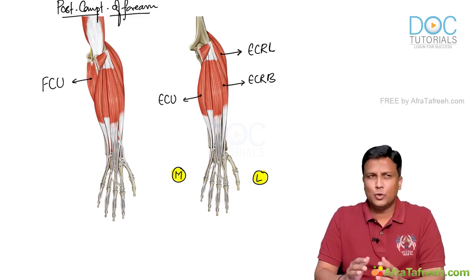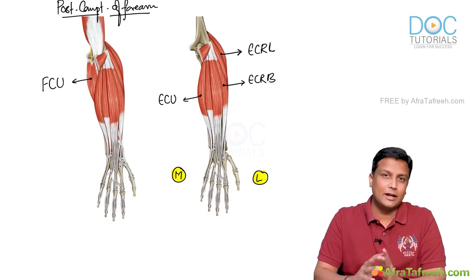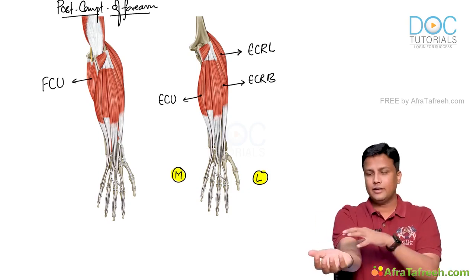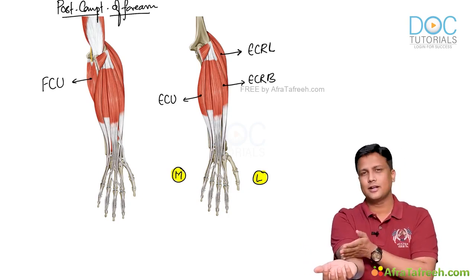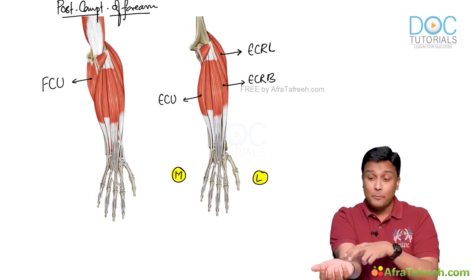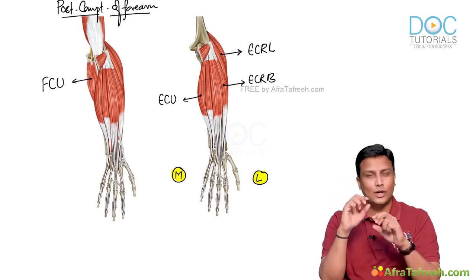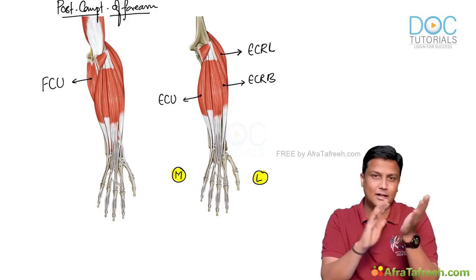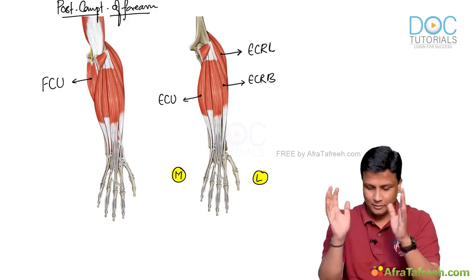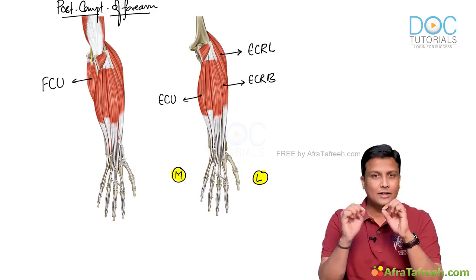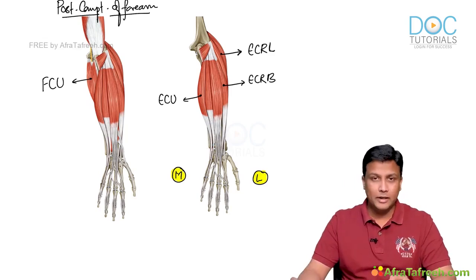So try to compare the posterior compartment with the anterior compartment right now. In the anterior compartment, you have got flexors, and there are only two muscles, sir: flexor carpi ulnaris and flexor carpi radialis. No tension at all. But in the posterior compartment, you have got extensors, again the same thing, ulnaris and radialis, but for radialis there are two of them, longus and brevis, guys. Hope I'm not confusing you.